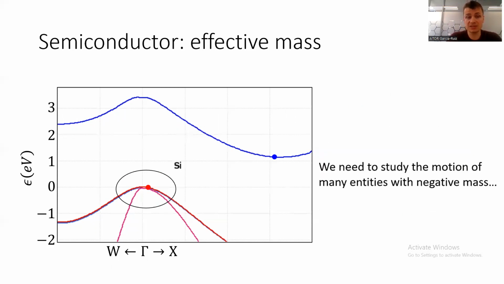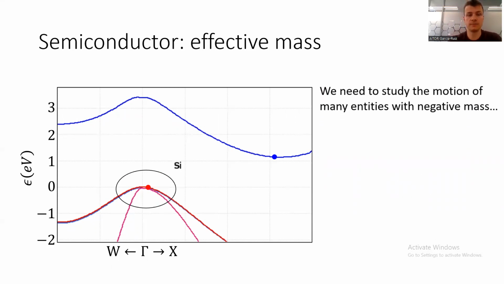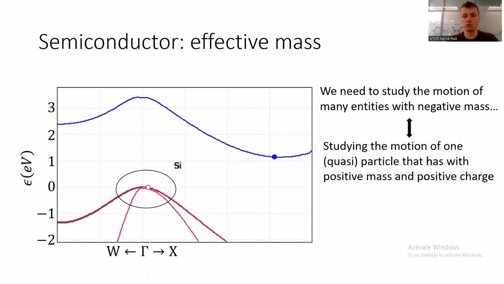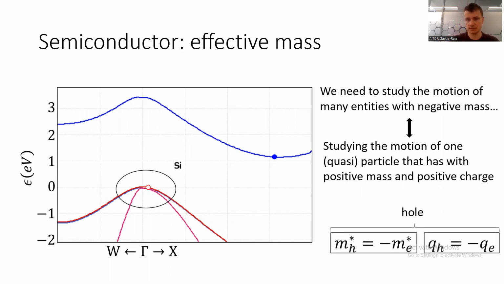The good news is that we can rephrase the problem. And instead of studying a lot of electrons in this band, we can actually study the motion of the emptiness, or these quasi-particles, or this bubble, often referred to as a hole, that can be related to the corresponding electron by having positive mass and positive charge.